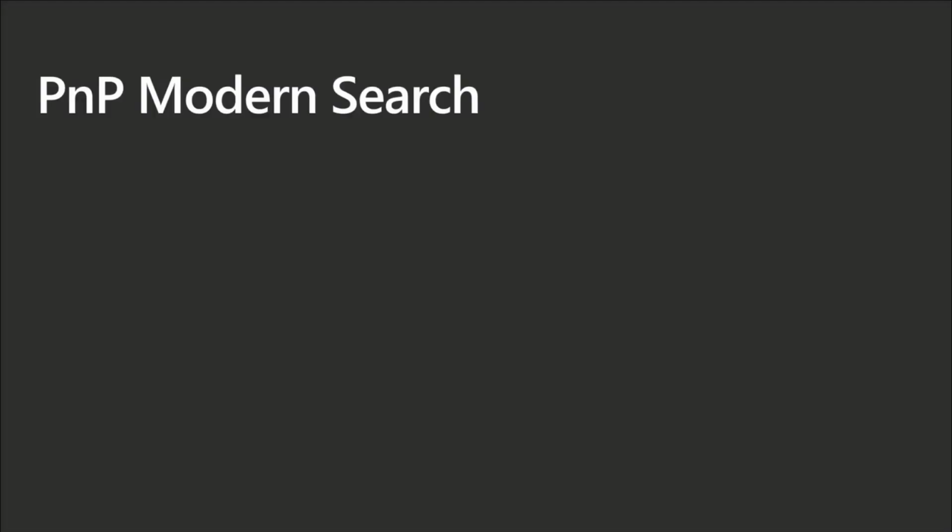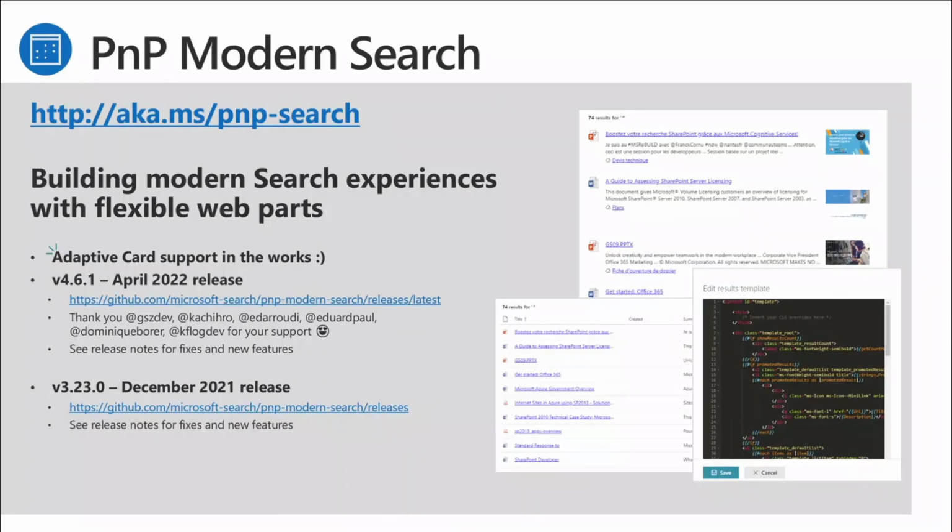Love to see that. Modern search is finally here. Before we get to some sample updates, aka.ms/PnP search: building modern search experiences with flexible SPFx web parts. Adaptive card support is in the works, so we're going to be really excited to see that come along. The 4.6.1 is the April release. You can see the details there in the link for all of what was updated in that release. Thanks to everybody that helped out with that. I would again remind folks, if you're on the V3 branch, that is more or less in maintenance mode at this point, and I would encourage you to update to the V4 stuff when you are able.